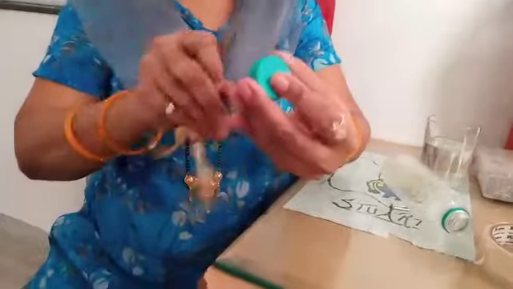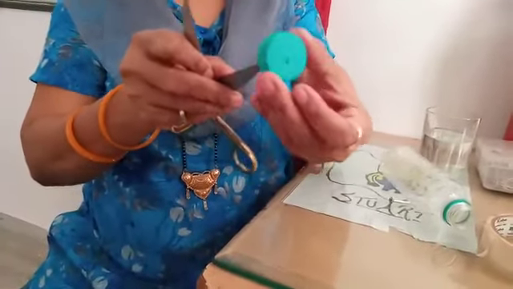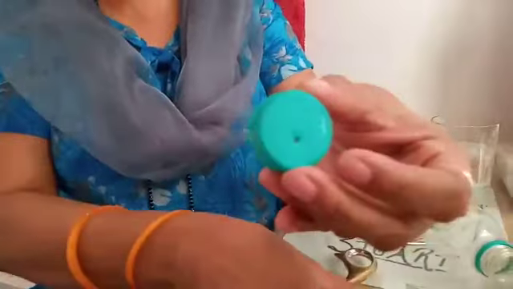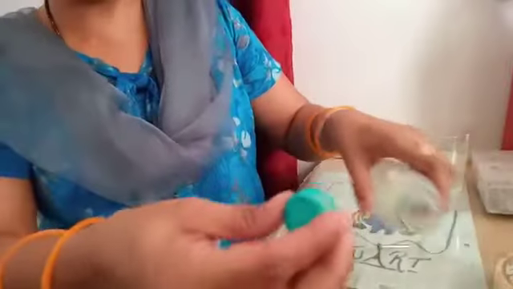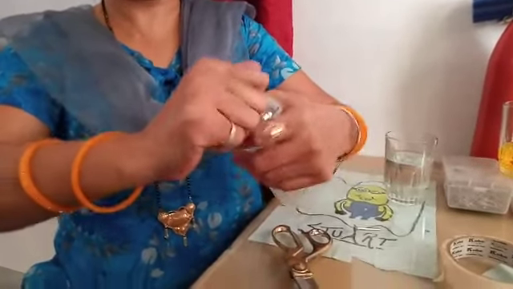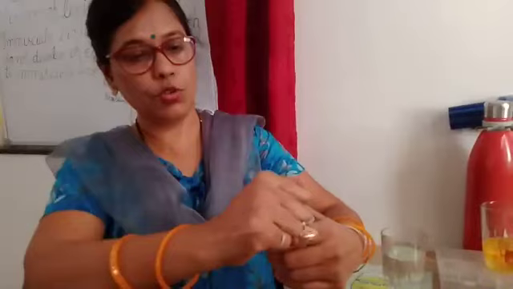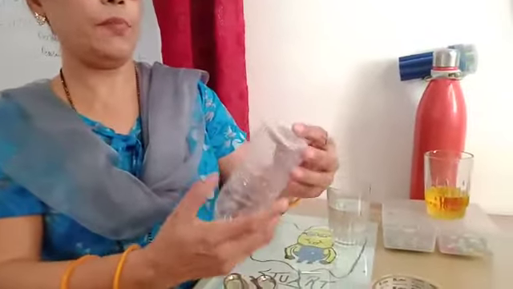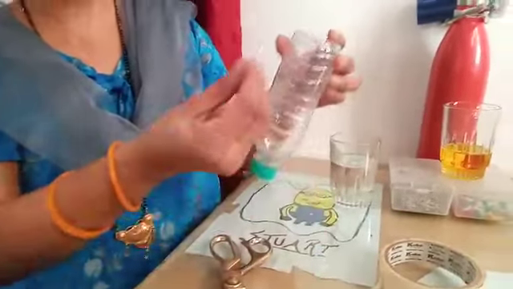Look here. I have made a very small hole. Are you seeing it? Yes, this is the hole. I just made a hole in the cap of the bottle. I will fit the cap on the bottle very tightly so that the liquid does not leak out. Holding it tightly, I will again make a very small hole here with the help of a nail.